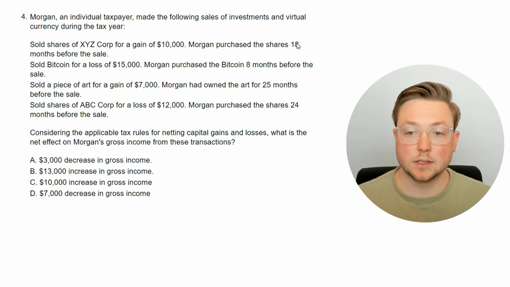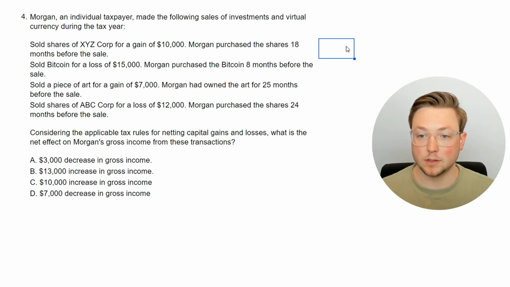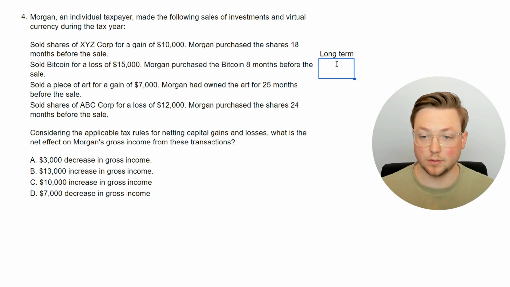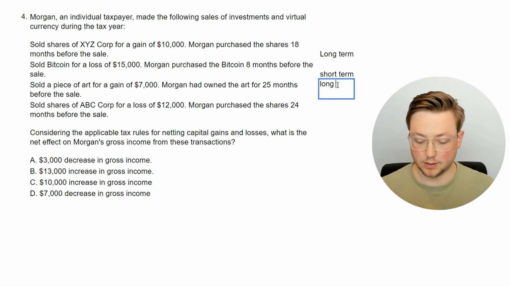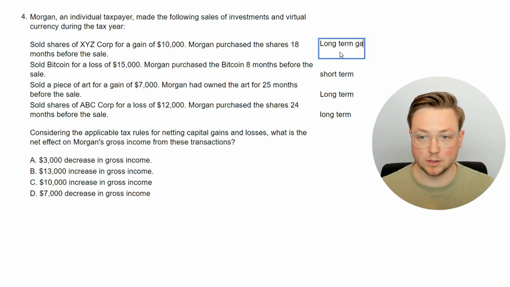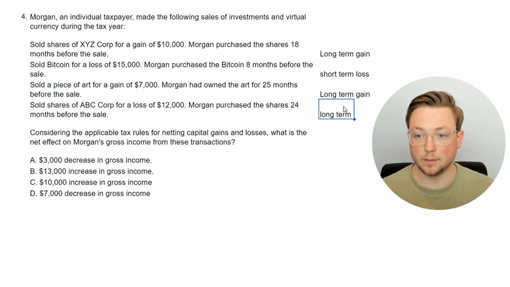So this is obviously a long-term gain of $10,000. So long-term capital gain, $10,000. Maybe let's write this over here. Long-term, let's just do long-term. Sold Bitcoin at a loss of $15,000, and this was 8 months, so this is short-term. Sold a piece of art at a gain of $7,000. They owned it for 25 months, so that's long-term. And then loss of $12,000, that's also long-term. So, and let's do this too. Long-term gain, short-term loss, long-term gain, and long-term loss.